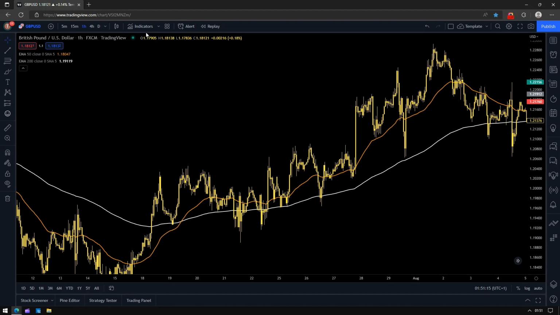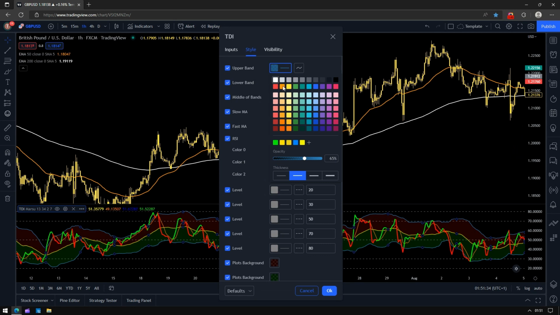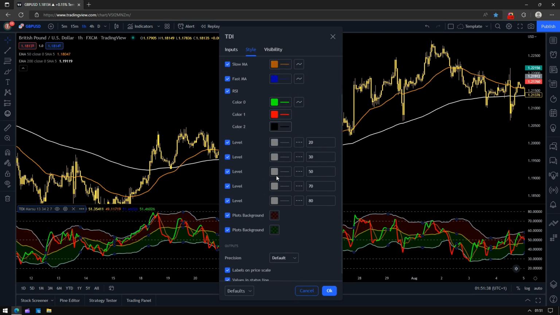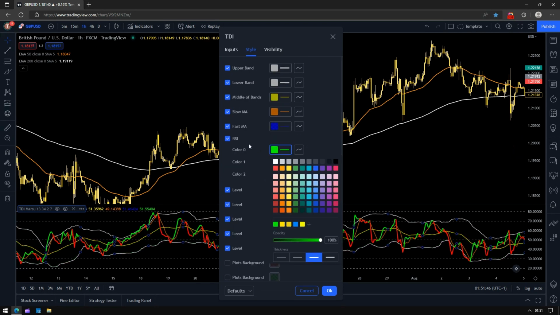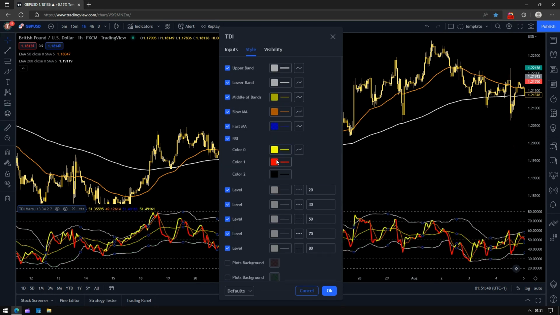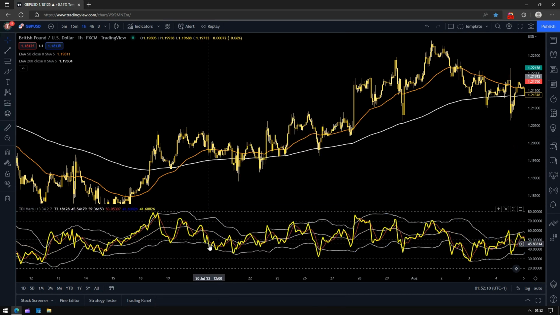So the second indicator that we need is the TDI. You can use this one here. I like to change the upper bands to white, and then we can remove the plot background. RSI, I'm going to change that colour to yellow for both. And then the slow MA, I'm going to change that to red. And I'll show you how we're going to use it now.